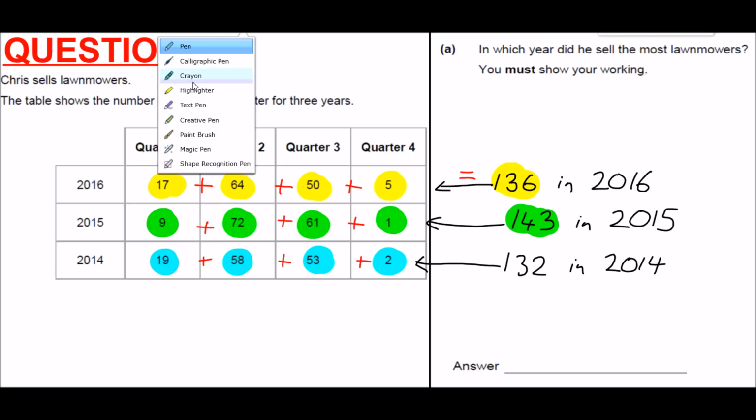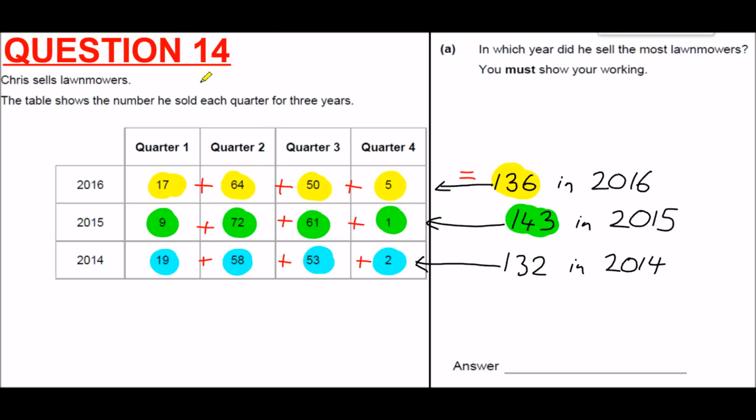So the question's asking us, in what year did he sell the most lawnmowers? And so it's just a case of which one of these totals is biggest. So obviously it's going to be biggest, according to this, for the year 2015. That's the biggest total. So 2015 is the year, out of the years we've been shown, where he sold the most lawnmowers. So that's our answer for part A.